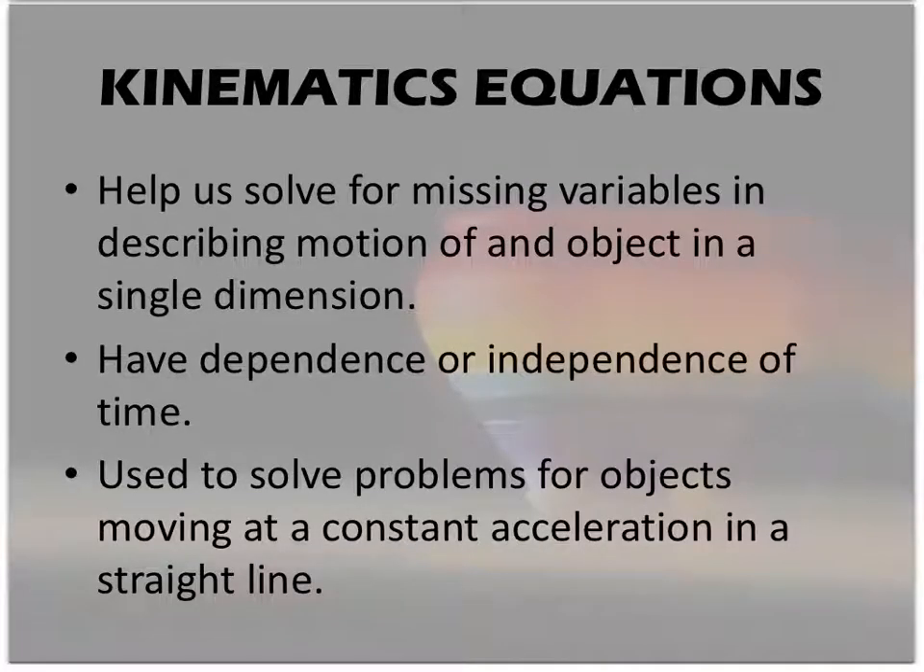Now that we've identified the variables that we're going to be using in kinematics, we can start to look at the equations that we can be using, which are basically representations of how these variables interact with each other, how distance can change or time can change at certain velocities or certain acceleration rates. They're used basically for describing motion of an object, and for our case it will be for a single dimension. We're going to look at equations that have dependence or independence of time.